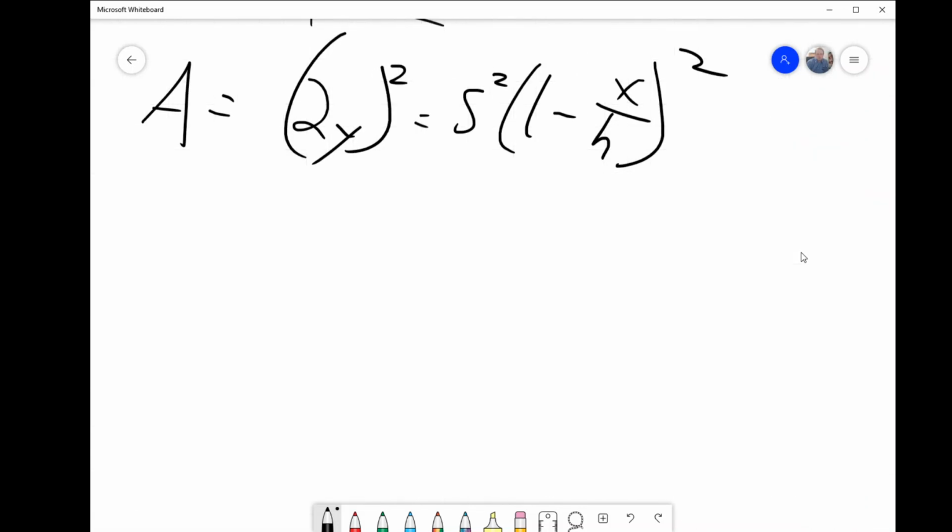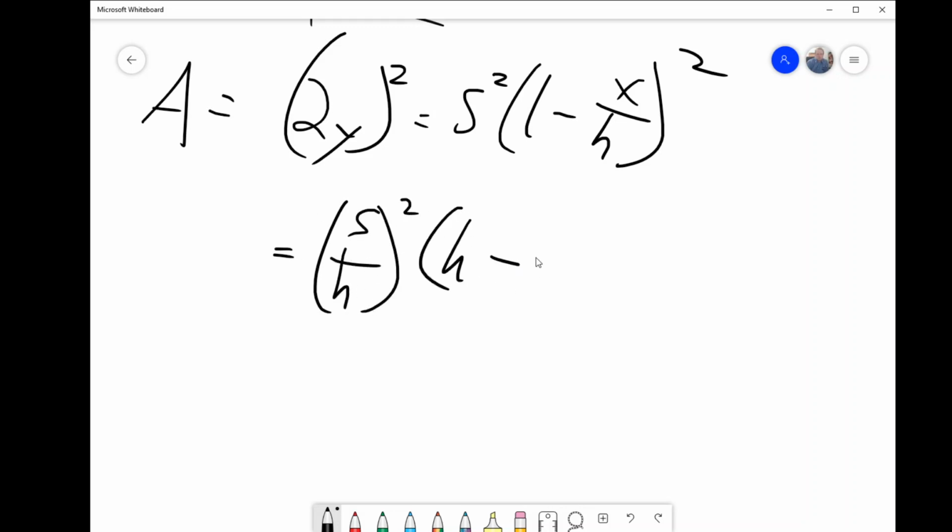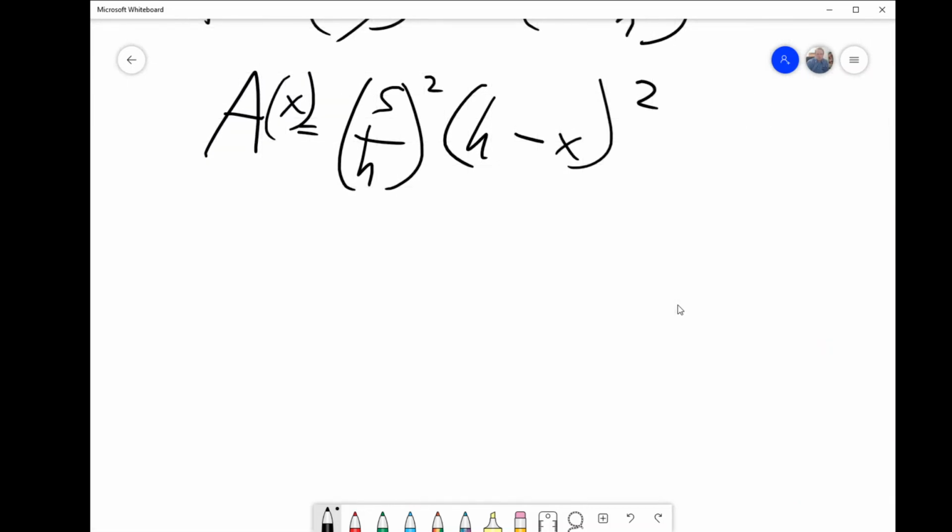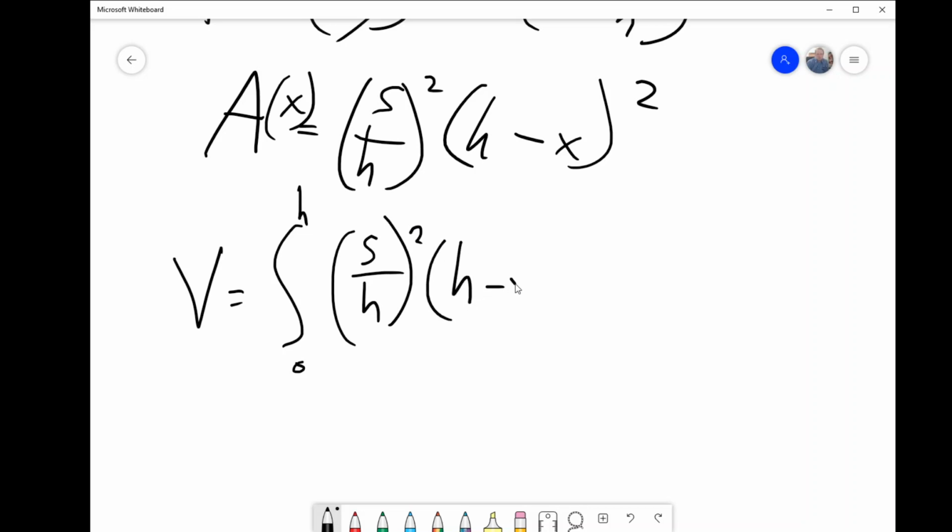If we felt like it, we could get rid of these denominators. Turn this into s over h squared times h minus x squared. This would also work, but this is our expression for the area. So the volume of our pyramid then is going to be the integral from 0 to h of our area dx.